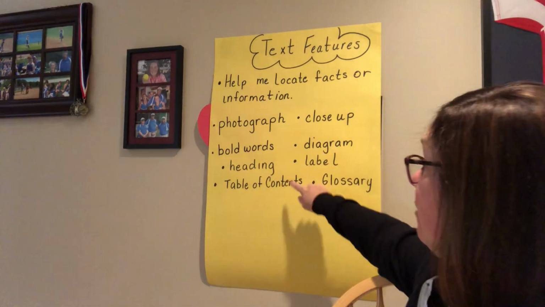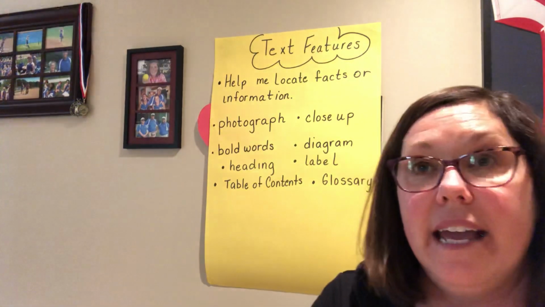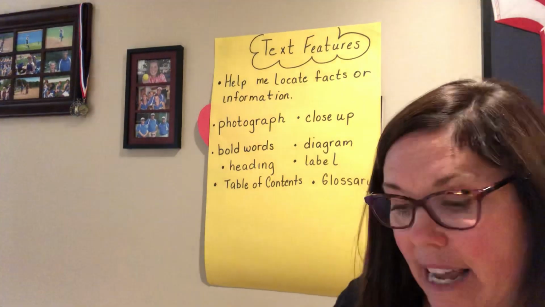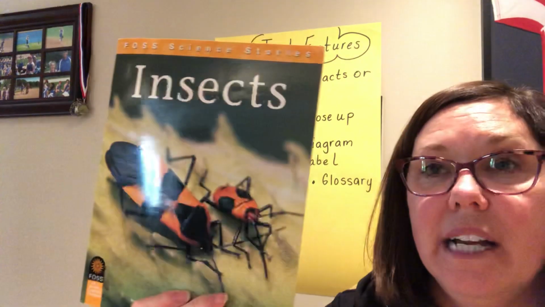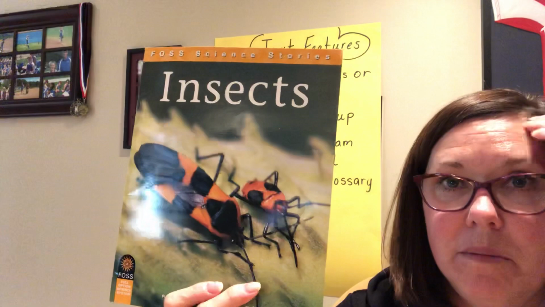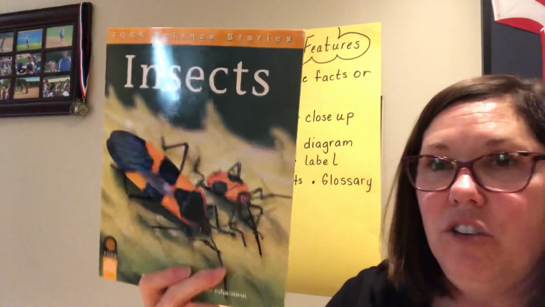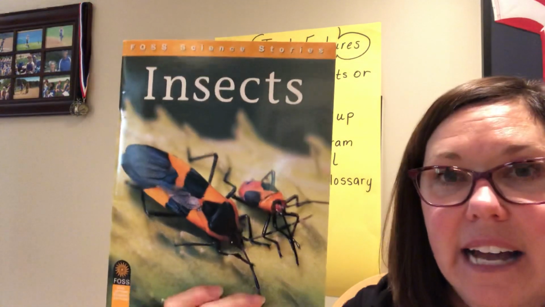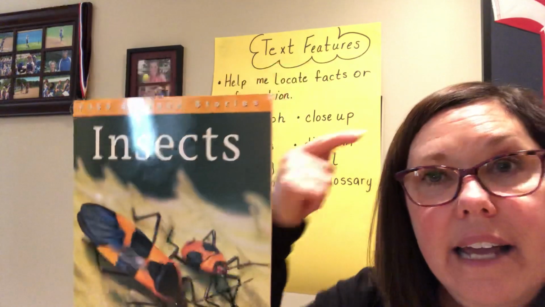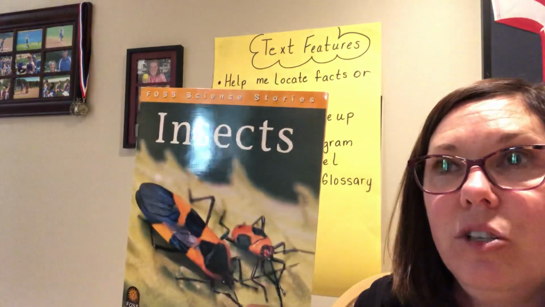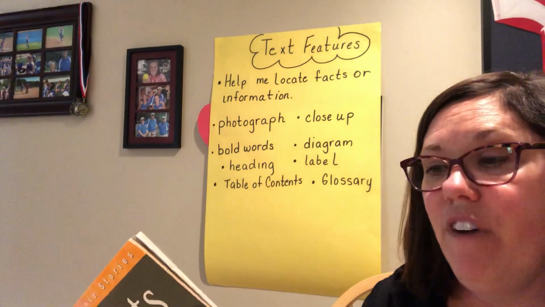Today we're going to talk and look for headings, table of contents, and a glossary. And I am going to share those today with a book that I really like. It's an insect book. And this is the perfect time of year to be talking about insects because they are starting to be all over. You may even have some friends that have gotten into your houses. And so I'm going to share this. And while I am reading, I want you to be thinking and looking for our text features and see how many you can find.